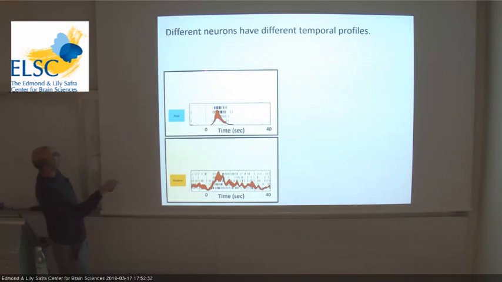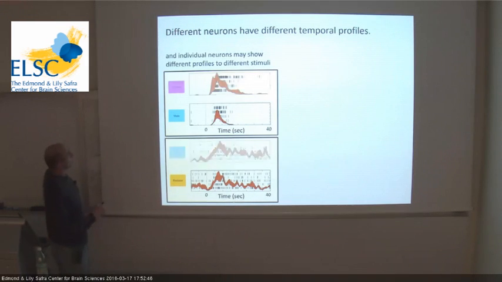So here, this just shows you that different neurons have different temporal profiles. This is one neuron responding to male. This is another one responding to predator urine. And you can see that they have different temporal profiles. Now, furthermore, a given neuron may actually have a different temporal response to different stimuli. Within one neuron, the response to female is more prolonged than the response to male. And likewise for this example.